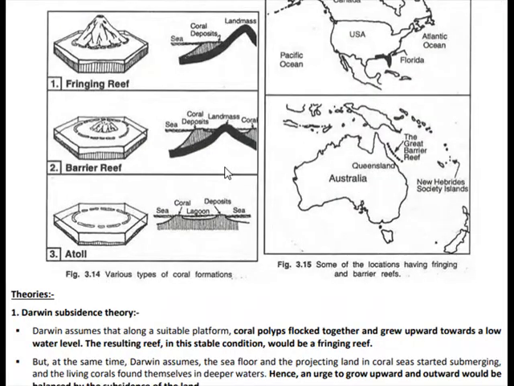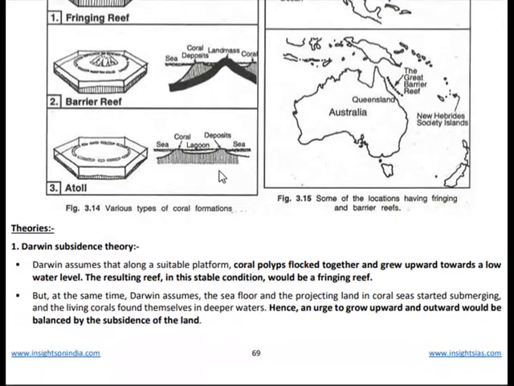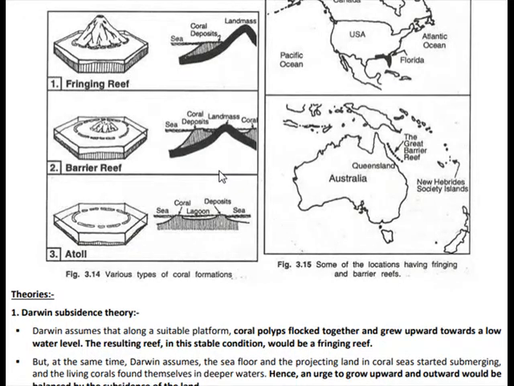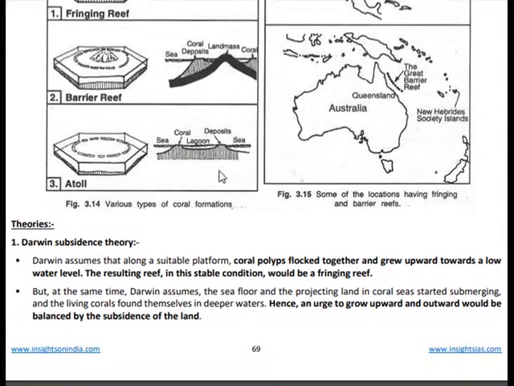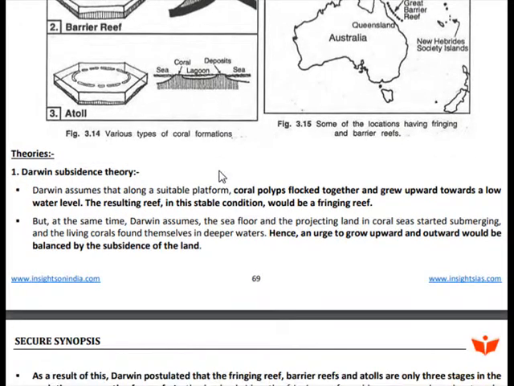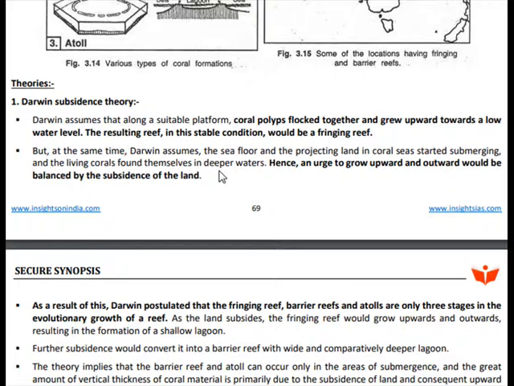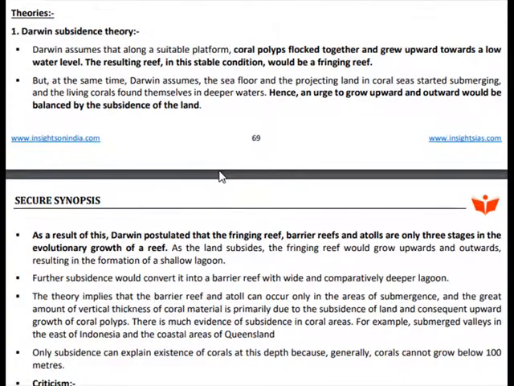Theories. 1. Darwin's subsidence theory. Darwin assumes that along a suitable platform, coral polyps flopped together and grew upward towards a low water level. The resulting reef, in this stable condition, would be a fringing reef. But, at the same time, Darwin assumes the sea floor and the projecting land in coral seas started submerging, and the living corals found themselves in deeper waters. Hence, an urge to grow upward and outward would be balanced by the subsidence of the land.